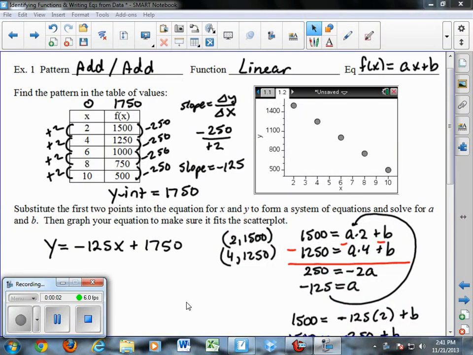In this video, we're going to look at patterns in tables of values and how you can recognize what type of function you're dealing with by the pattern in the table of values. Our first function is clearly a linear function, as you can see by the scatter plot.